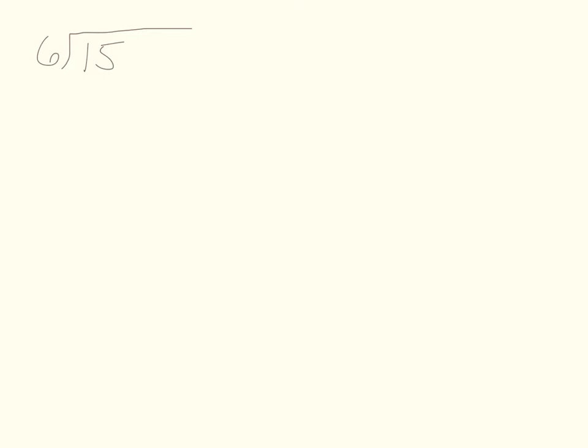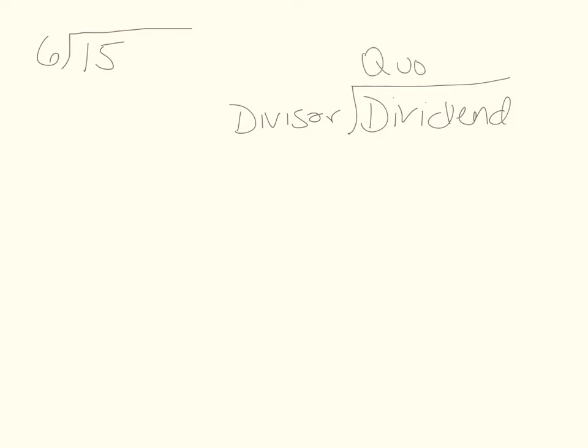Now let's remember our vocabulary terms here. We said that the number that we're breaking up into smaller pieces is called our dividend. So that's the number that goes inside the bracket. On the outside of the bracket, to the left side, we have our divisor. That's the number of groups it's being broken into. And then, of course, our result, the number in each group, is our quotient.